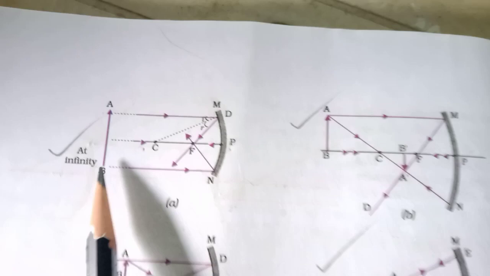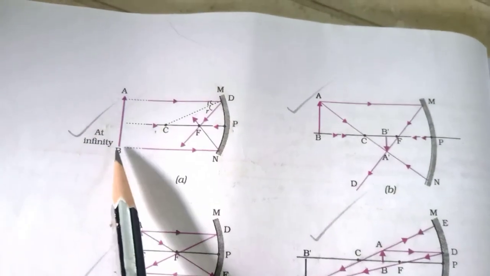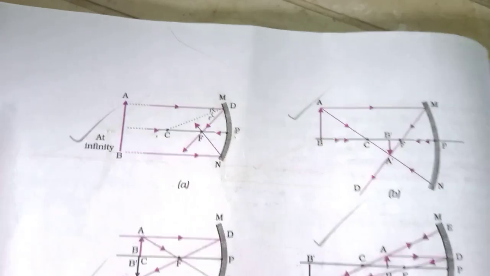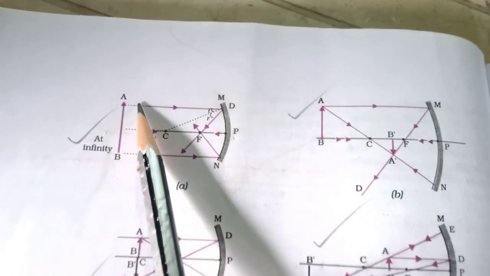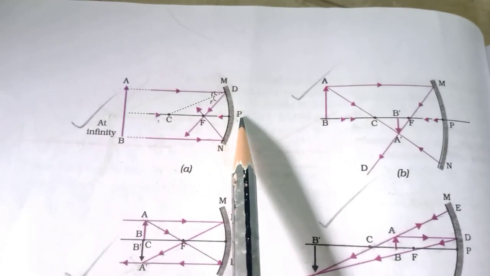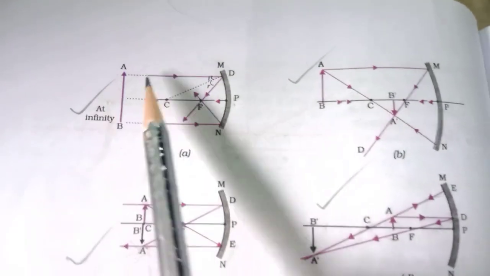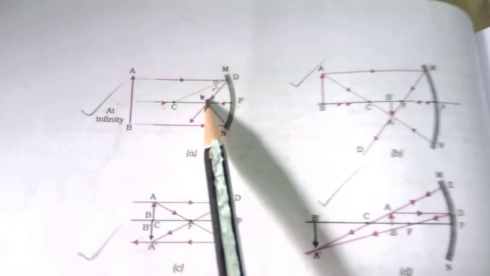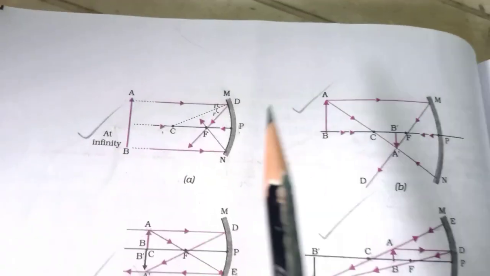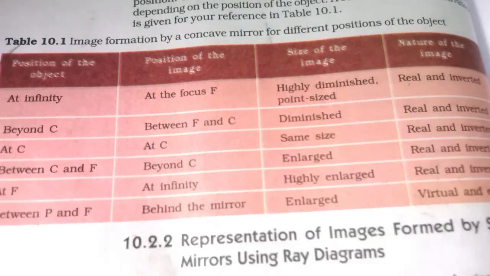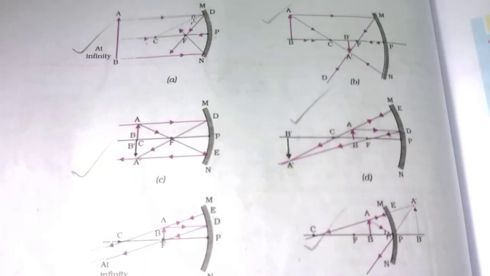So the object is at infinity. You have to make a long line, and when the ray passes, a ray here also passes. As you have read in the previous basics, when a ray passes parallel to the principal axis, it passes through the focus. So according to the law, we are passing through the focus, and from this also your focus. Where both lines meet, the image will be formed there.